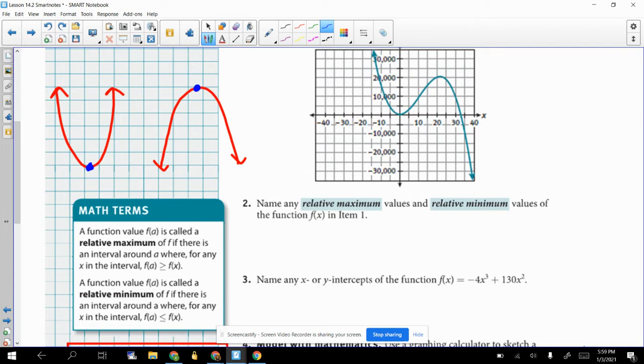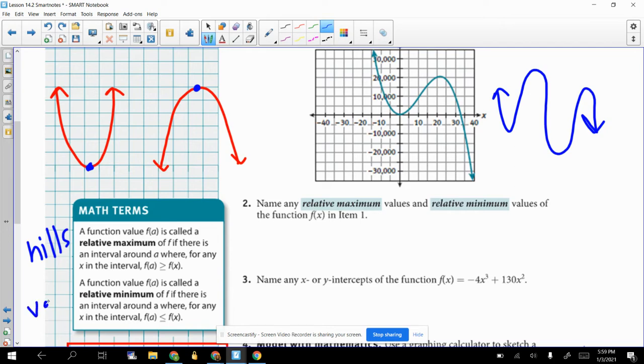Okay, and it's the same idea now. The only reason they're called relative is because now we may have polynomials that have quite a few minimums and maximums. Okay, so I find it's helpful if you just think of relative maximums as all of the hills and relative minimums as all of the valleys.